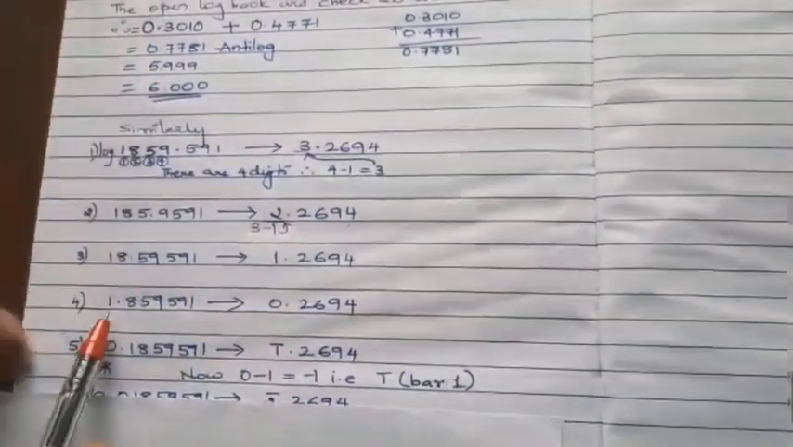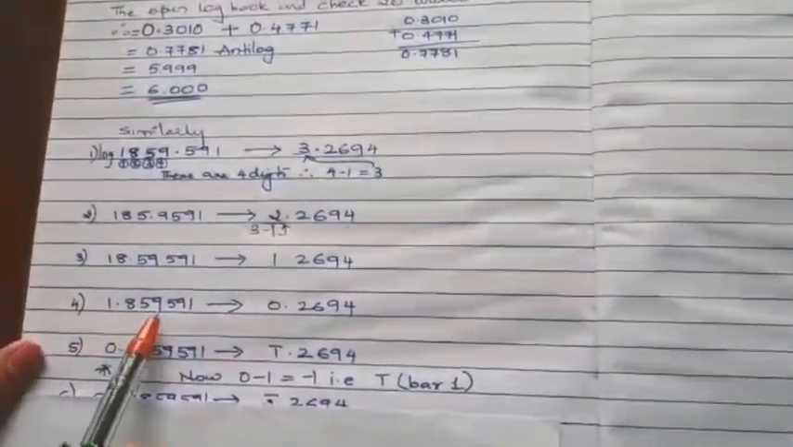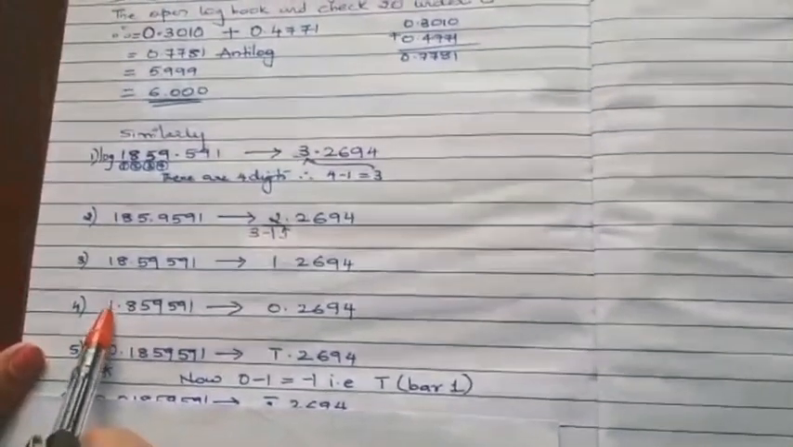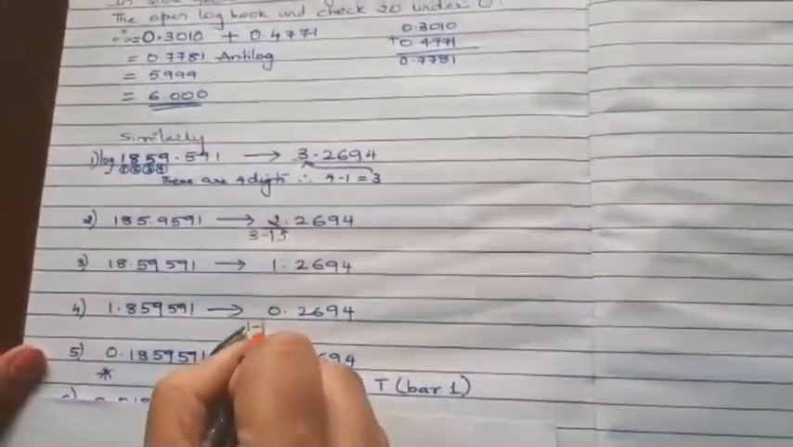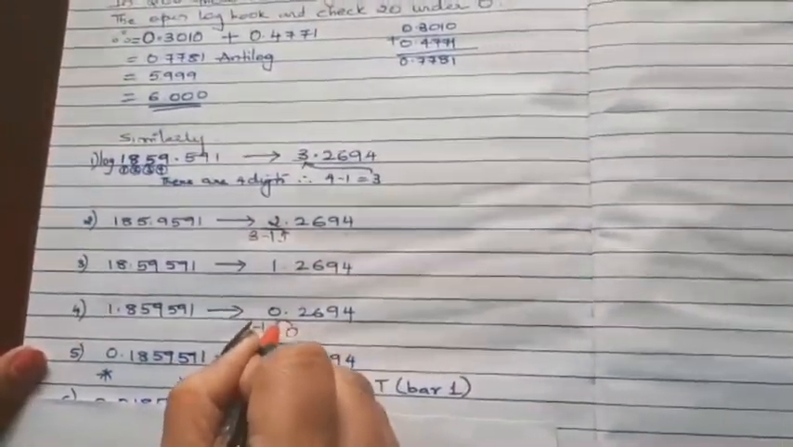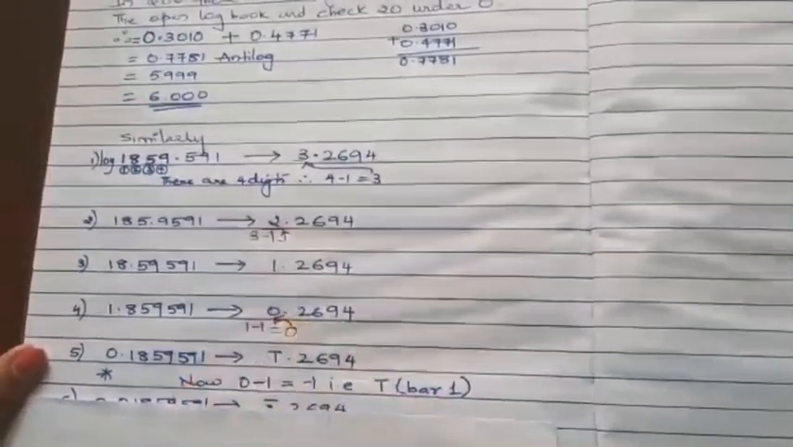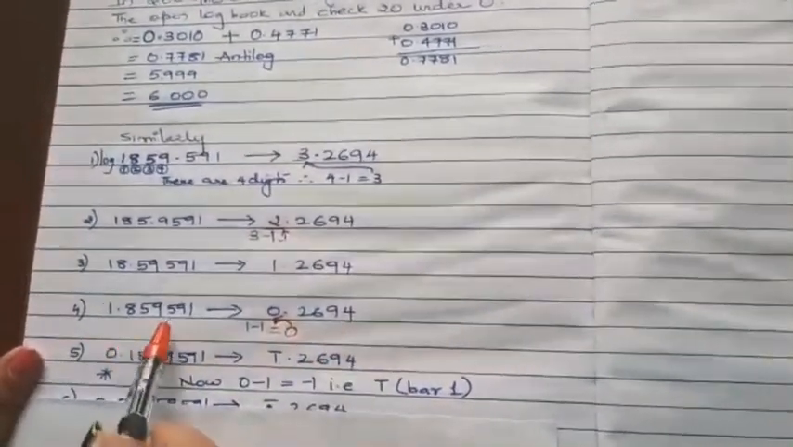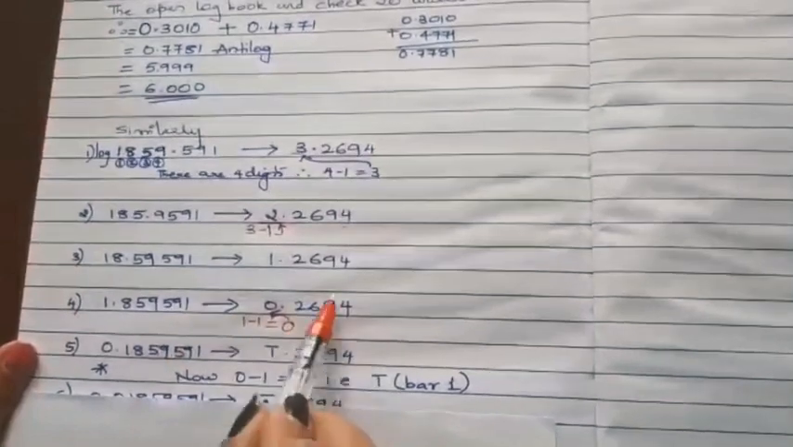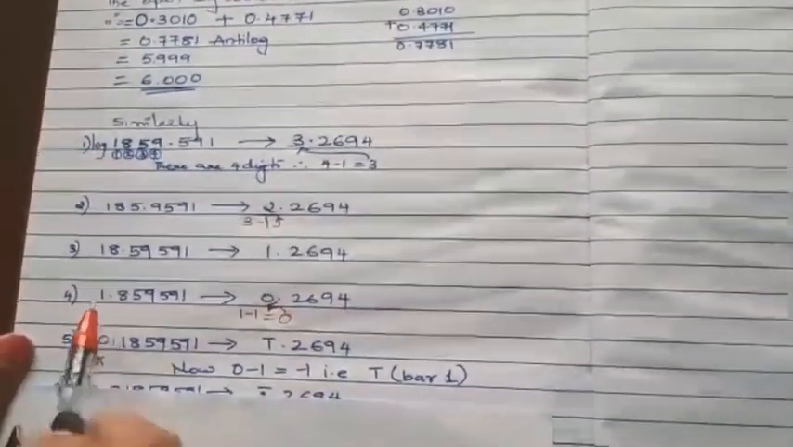Again I have shifted the decimal, 1.8595. Since there is only 1 digit, 1 minus 1 will give me 0. So this characteristic is 0. And the Mantissa will be the same since the number is the same. Mantissa has nothing to do with the decimal point.